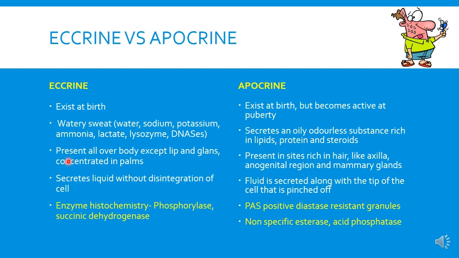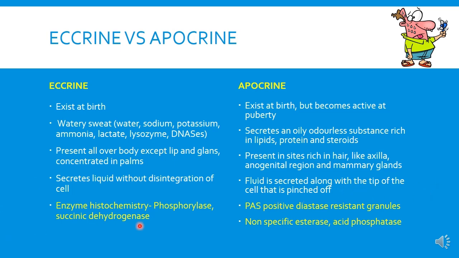Eccrine glands are present all over the body except the lip and glans, and they are more concentrated in the palms and soles. Apocrine glands are present at sites rich in hair like the axilla, anogenital region, and mammary glands. Eccrine glands secrete liquid without disintegration of the cell, whereas in apocrine glands, fluid is secreted along with the tip of the cell, which is pinched off.